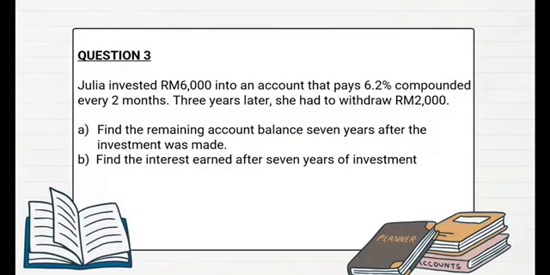Hi, I'm Kishan. Today, I want to present question 3. Julia invested 6,000 ringgit Malaysia in an account that pays 6.2% compounded every 2 months. 3 years later, she needs to withdraw 2,000 ringgit Malaysia. Question A. Find the remaining account balance 7 years after the investment was made. Question B. Find the interest earned after 7 years of investment.